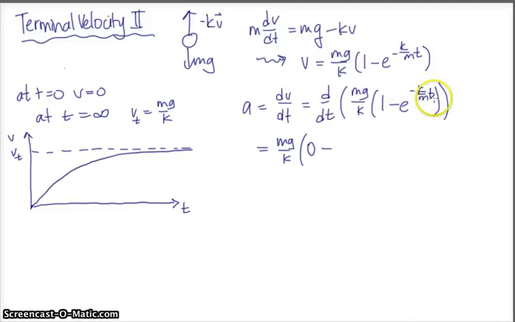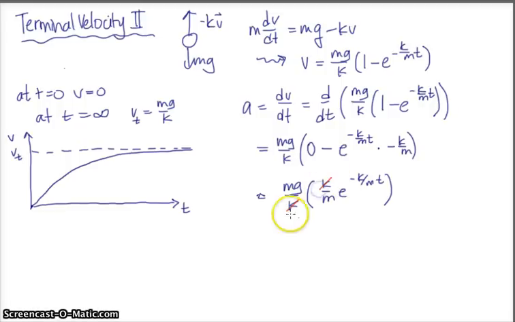Now, the derivative of e to the ax is a e to the ax. In this case, a is negative k over m. So the derivative is e to the negative k over m times t, times the a here, which is negative k over m. So that means I have mg over k times negative and negative is a positive, k over m, e to the negative k over m t. If you look carefully, that k cancels that k, this m cancels that m, and what you're left with is g times e to the negative k over m t. And there's your function for the acceleration.